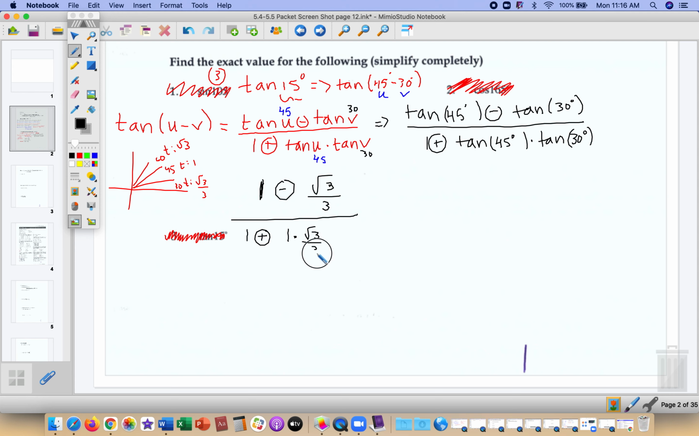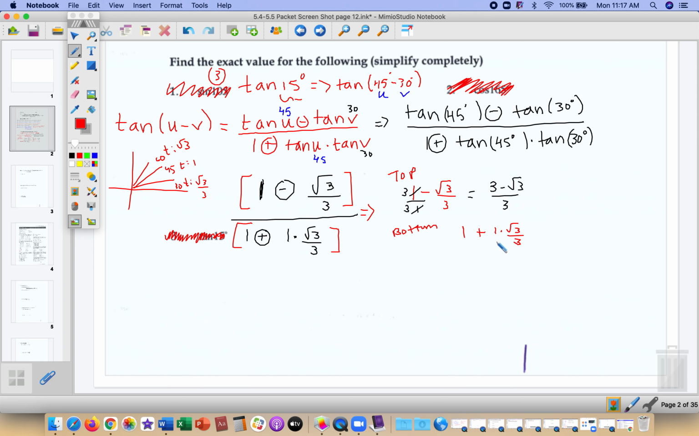Now this is messy, yes, but now we're down to algebra skills, right? We need to have one value in the numerator and one in the denominator, then we can change division to multiplication and go from there. So let's work on simplifying the top. We'd have 1 minus root 3 over 3. We can put this over 1, multiply by 3 to have the same denominator. So up top we'd have 3 minus root 3 over 3. And for the denominator, we would have 1 plus 1 times root 3 over 3.